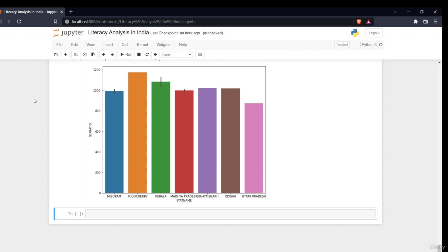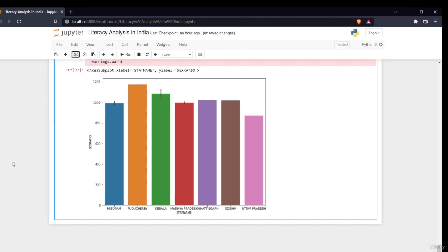It is pretty interesting to know all of these things regarding your country, which state is performing the best. I hope you enjoyed this analysis, and do it on your own and try to find more insights in it. Thank you.